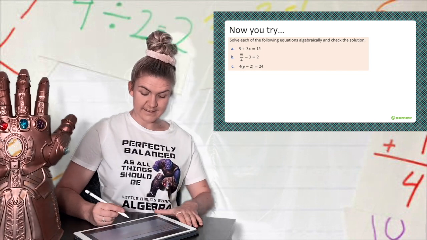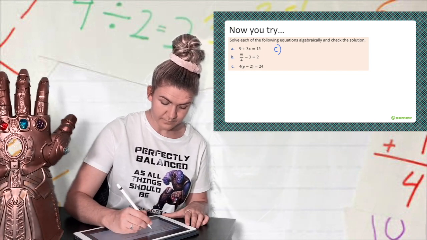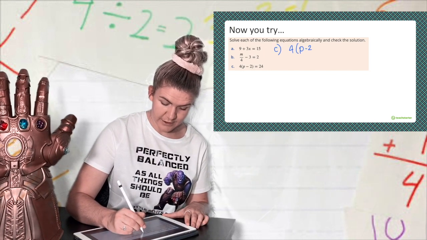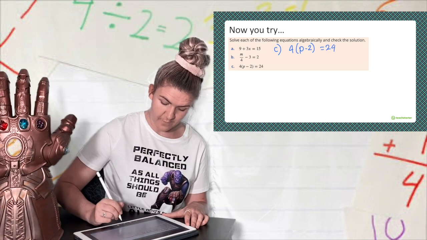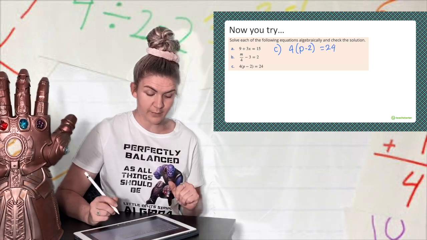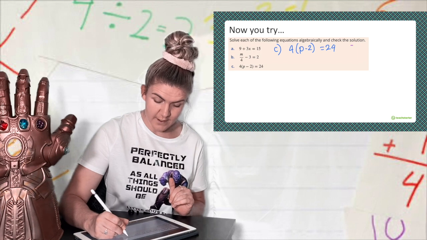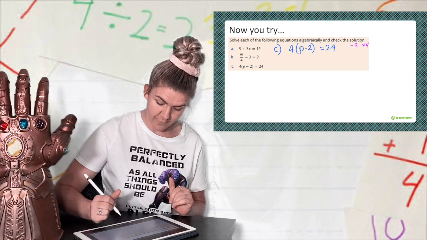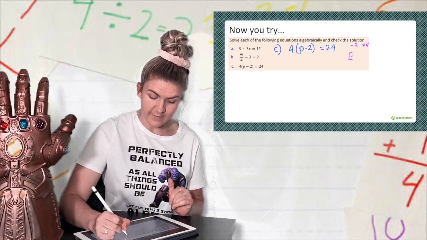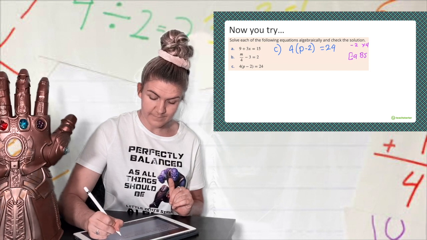Last one is C. 4 p take 2 equals 24. My actions here, very important. P take 2 is first. So take 2 and then times by 4. So I'm going to do divide by 4 first.